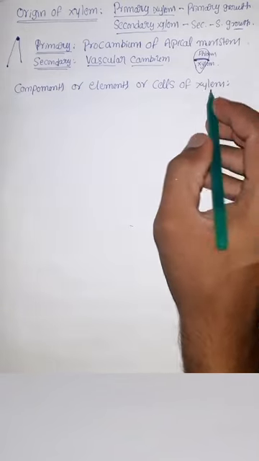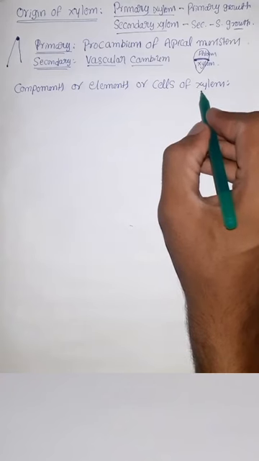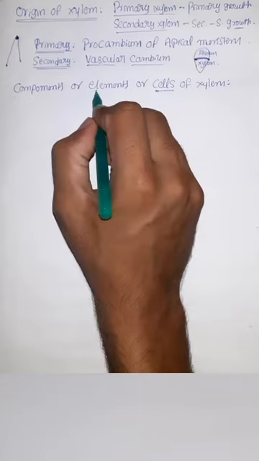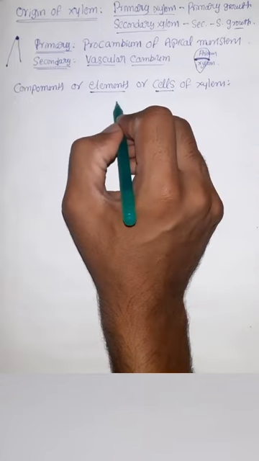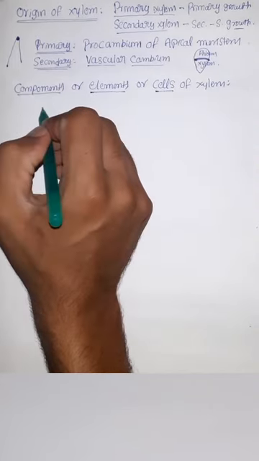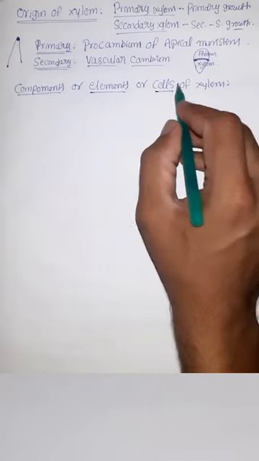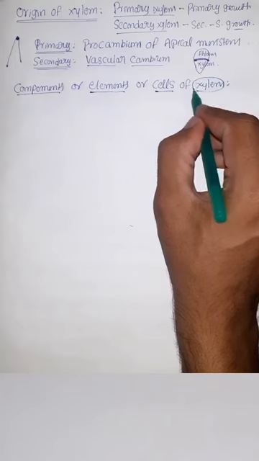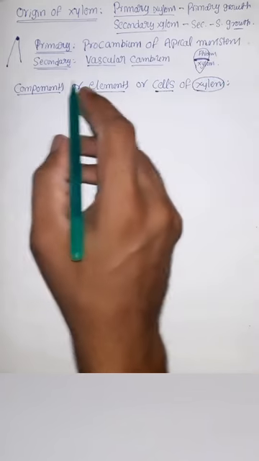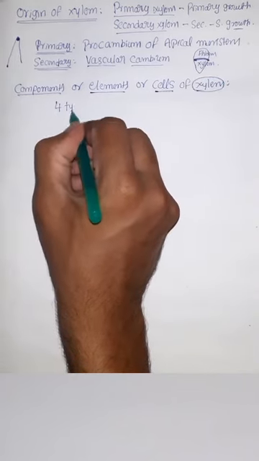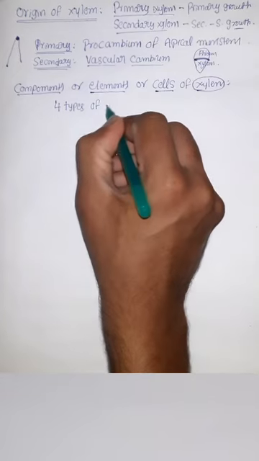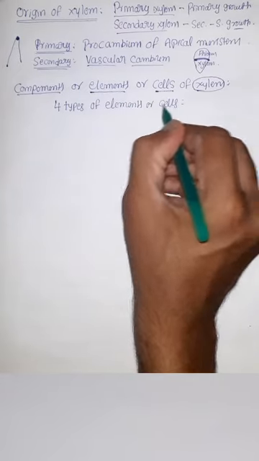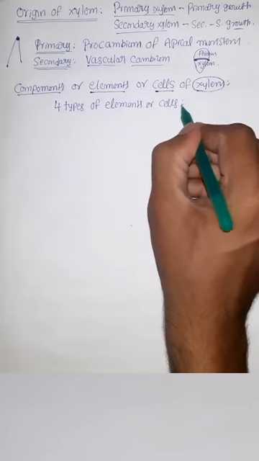We already know that xylem consists of different types of cells, right? These cells are otherwise called elements or components. Now we will see what the different cells present within xylem are. Xylem consists of 4 types of elements or cells.